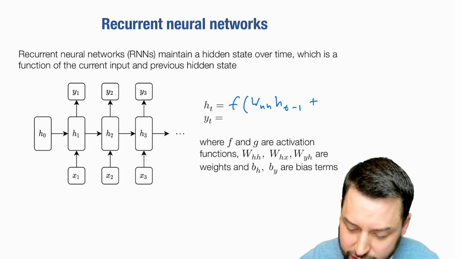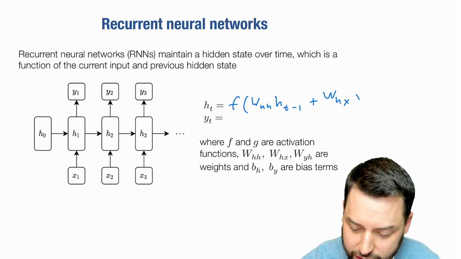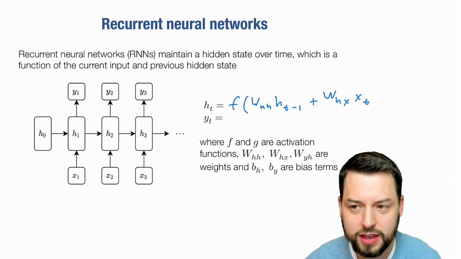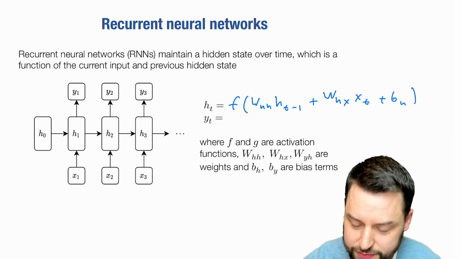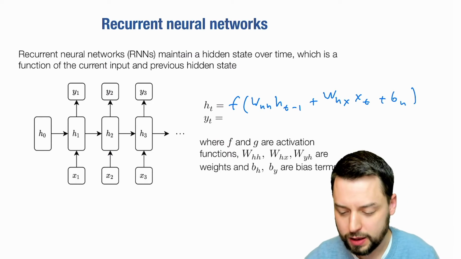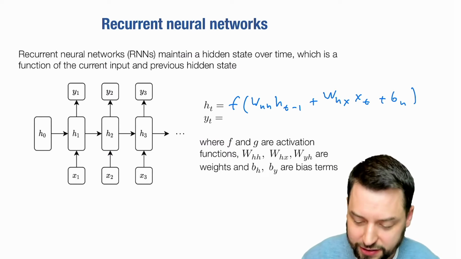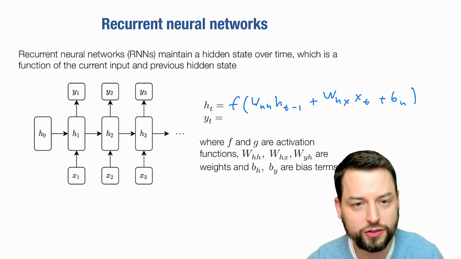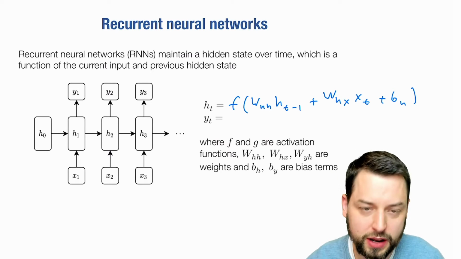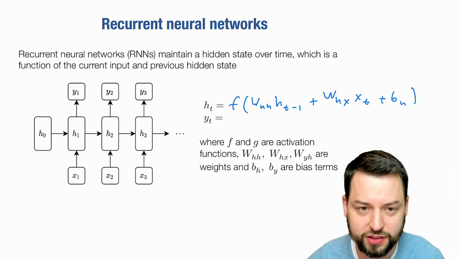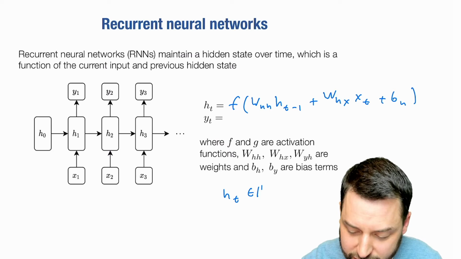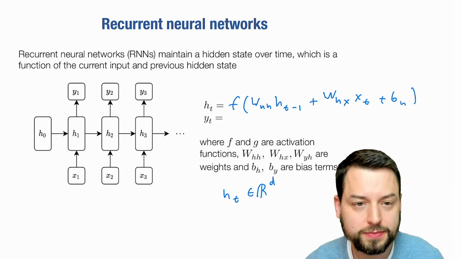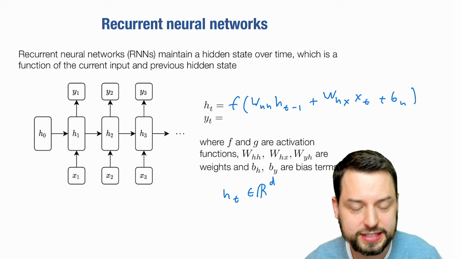Then plus some other matrix, W_hx, times x_t, plus what I'm calling the bias of h, so plus a bias term b_h. Particularly, let's also look at the sizes of these things. We're not going to dwell too much on the sizes, but I should give some simple examples of what these could be. Here, h_t could be a vector, say, in R^d, so it would be a d-dimensional hidden state.